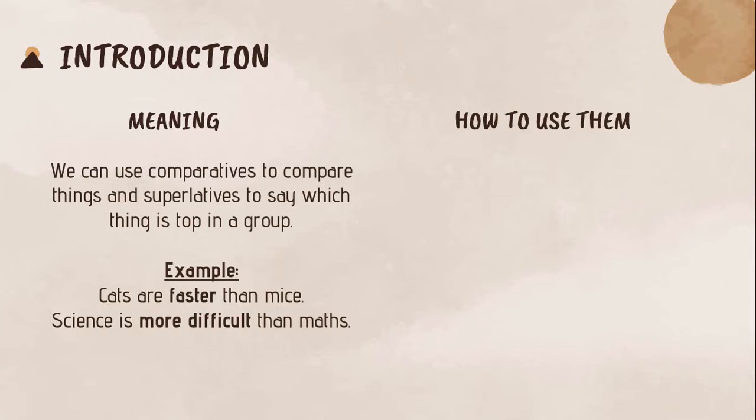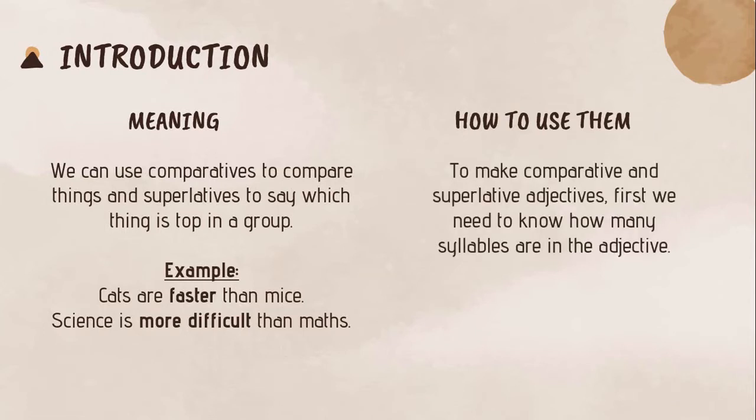When you talk about how we can use them, it is easy to make comparative or superlative adjectives. The first thing we need to do is know how many syllables are in the adjective. So the rule applies with the syllables. For instance, tall has one syllable. Happy has two syllables. Interestingly has five syllables. Based on this, the rule applies. Let's see the rules one by one.